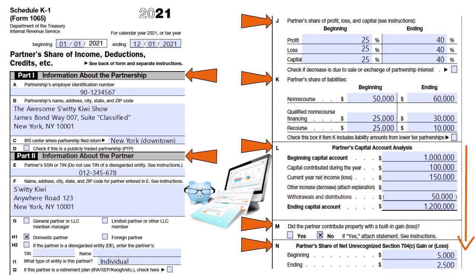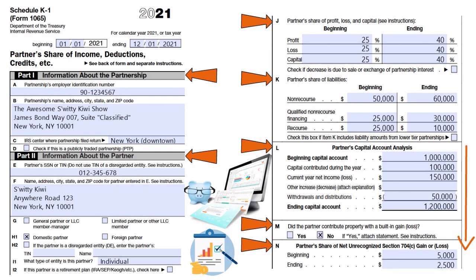And so the ending capital account should match what you put on the Schedule K-1 that you sent to the IRS. This should match what you have on your financial statements. Very important. Same thing when we talk about partner's share of net unrecognized Section 704 gain or loss. Gains or losses are usually in the income statements, something you need to pay attention to. I'm here on Section N. You have to reconcile that data to what's in your financial statements.